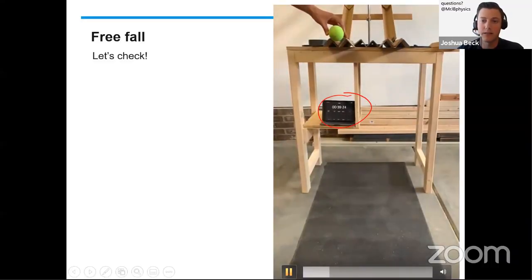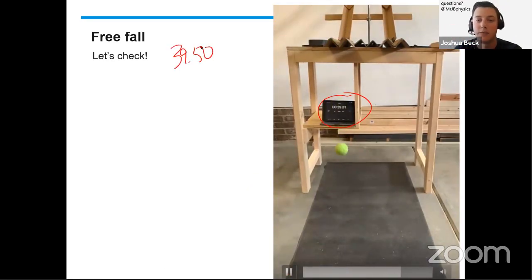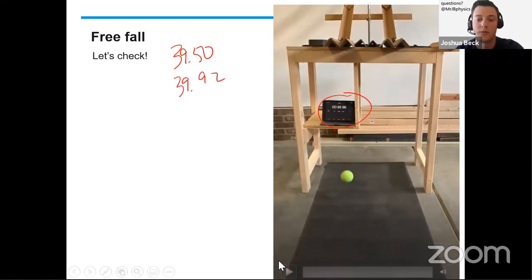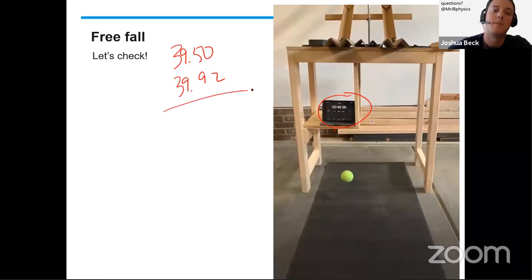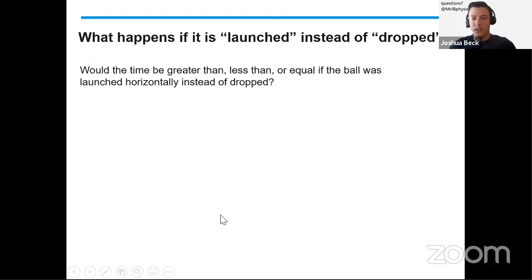If I back this up a little bit, we can see that when I let this thing go, I'm going to release it at a time the timer says 39.5, and then when it hits, boom, it hits at 39.92. I'll let you see it one more time. Hit. So the difference in time is 0.42 seconds, which is exactly what we would expect. Our free fall calculation works beautifully, which is good. We need it to move into our next step.